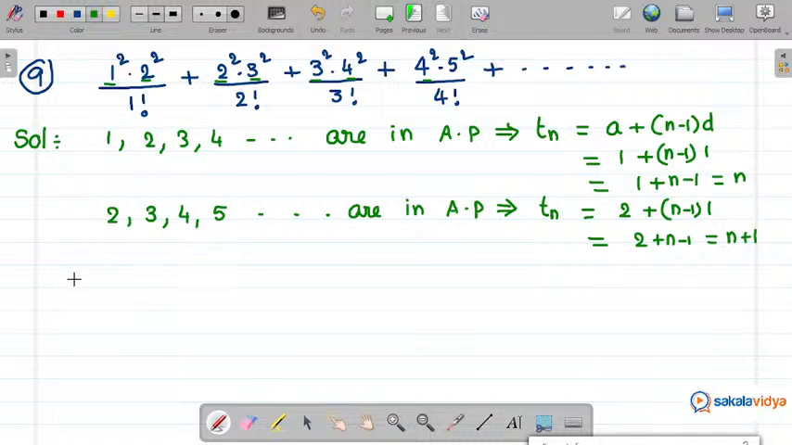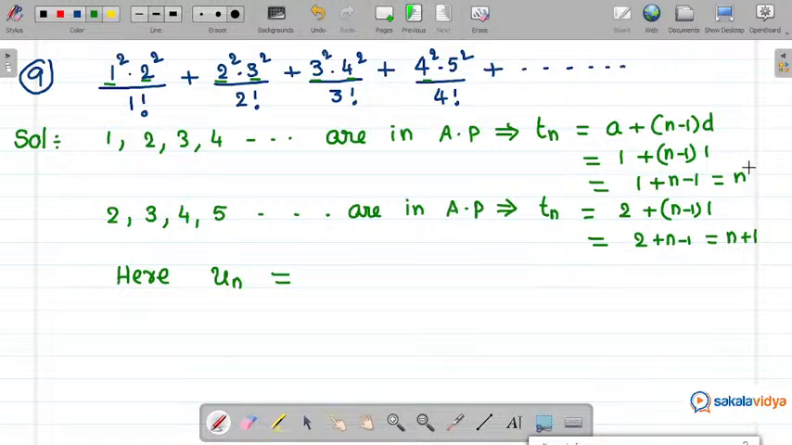So therefore now you need to write the nth term of the series. Here what does the nth term become? Here nth term un is equal to, you can write the numerator first. The numerator means actually 1 square into 2 square, 2 square into 3 square, 3 square into 4 square.